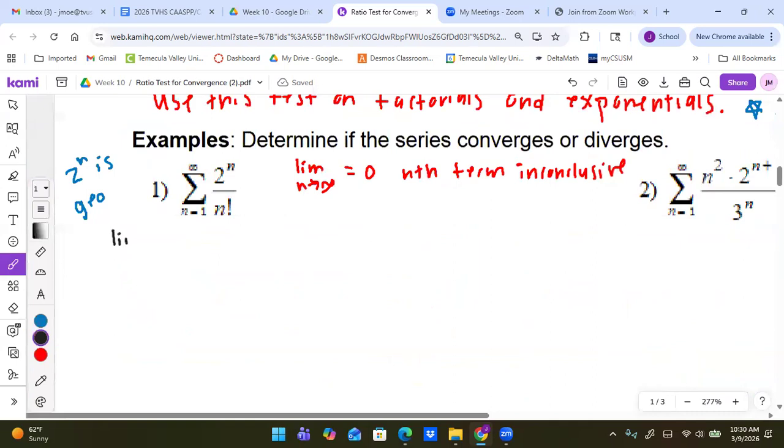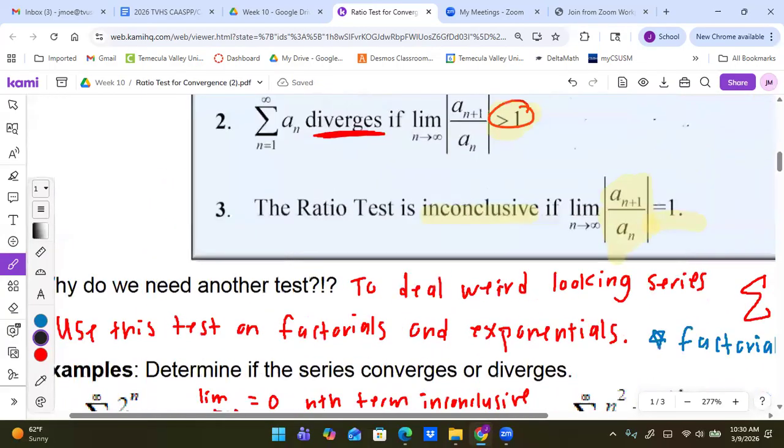Like this. We'll first start with the limit notation: limit as n approaches infinity. And it's absolute value, so put giant absolute values. Okay, a sub n plus 1. That means anywhere you see an n, replace it with n plus 1. So 2 to the power of n plus 1 over n plus 1 factorial. And then divided by a sub n as a formula.